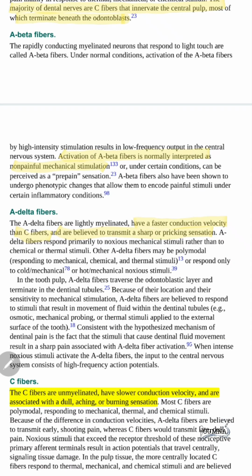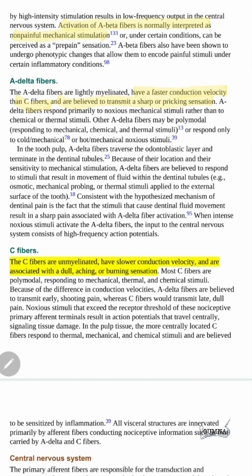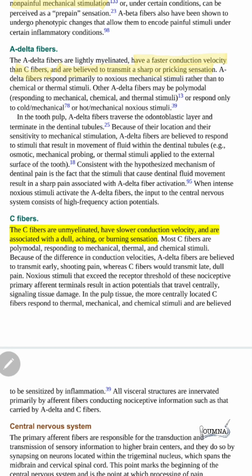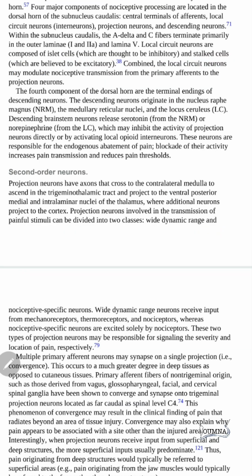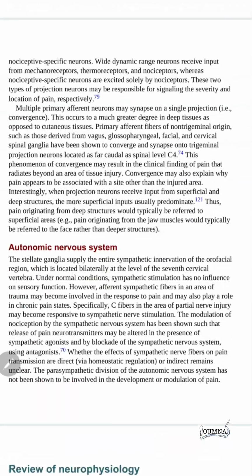They have faster conduction velocity. They are faster than the C fibers, and they transmit sharp or pricking sensation. As for the C fibers, they have slow conduction velocity, and they have a higher threshold for the pain. They are associated with dull or burning sensation. C fibers are the main fibers in the pulp, and they are rarely found in the dentin.